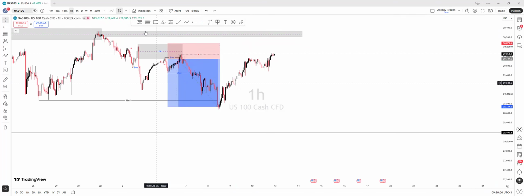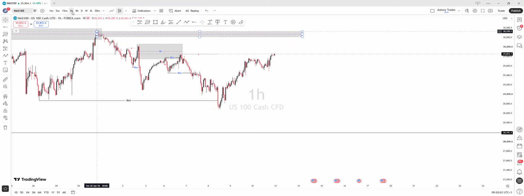For those who took an entry with confirmation, I think I explained that setup on Wednesday, what you would have done, and which confirmation you would have taken.